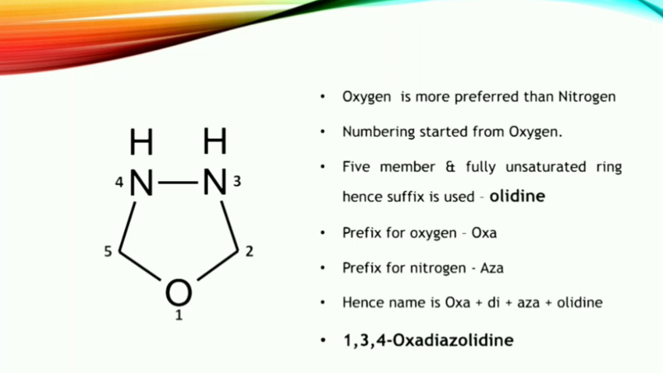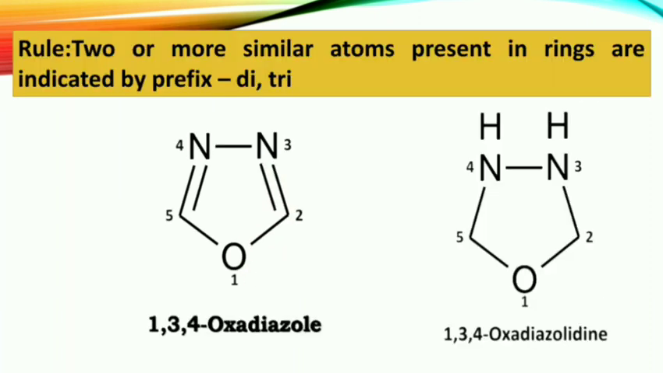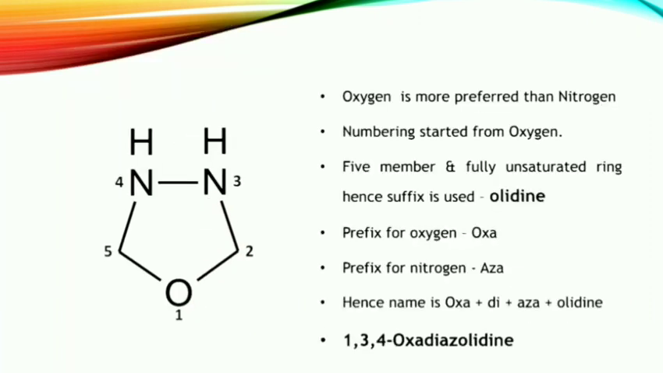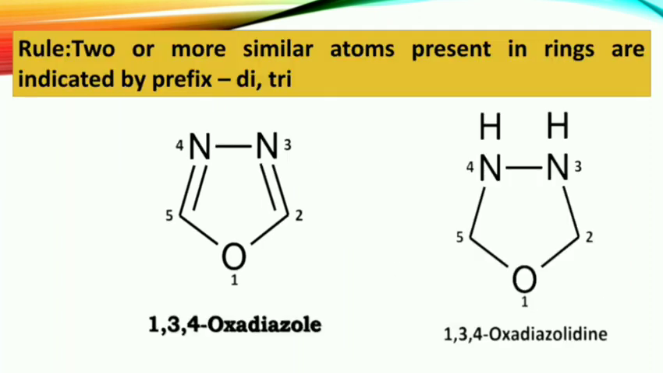Hence you use the suffix olidine. The prefix for oxygen is oxa, the prefix for nitrogen is aza, and the name for the structure will be 1,3,4-oxadiazolidine. Why did we use di? Because we have 2 nitrogens, but this structure is saturated. So in this manner you can give the numbering and naming to the structure. Then we will see another rule.